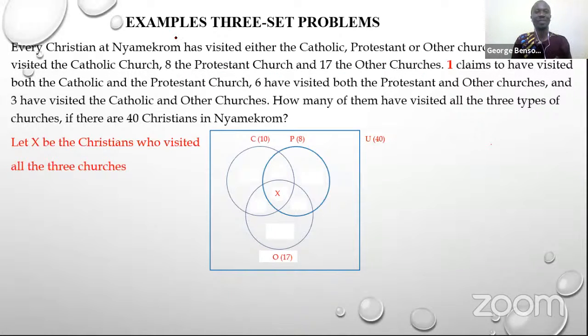But okay, let me start. The question says every Christian at Nyame Kurom has visited either the Catholic, Protestant, or other churches. 10 have visited the Catholic Church, 8 the Protestant, and 17 other churches. One claims to have visited both the Catholic and the Protestant, and that's the first point where I have my challenge with the question. You see, the question didn't say one only. So it means essentially I must do 1 minus x here. Is that okay?